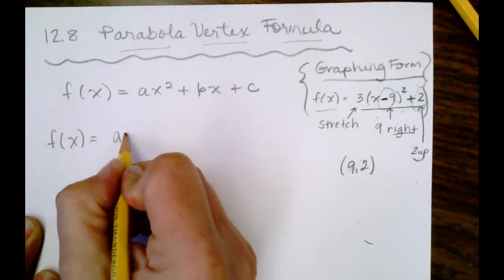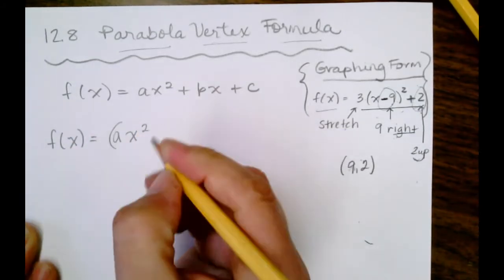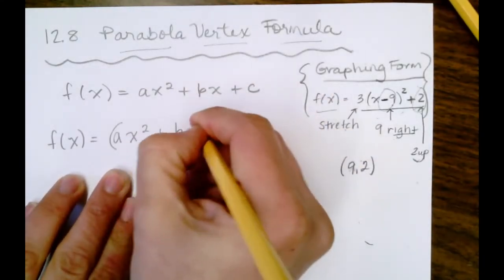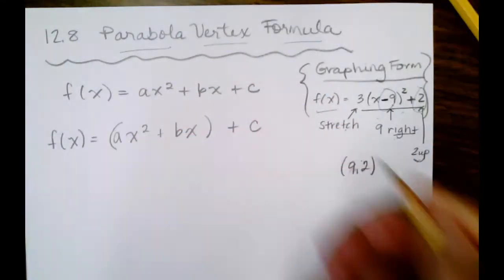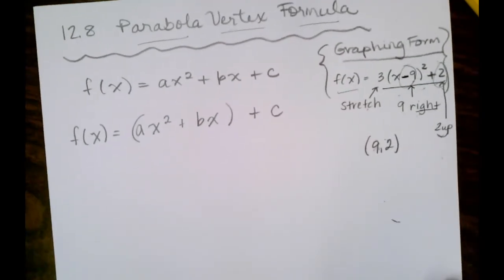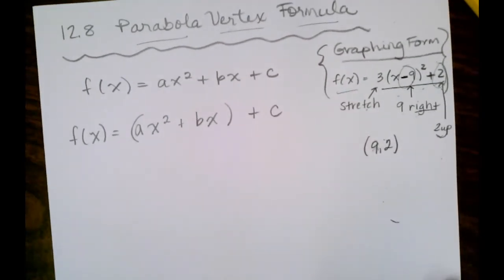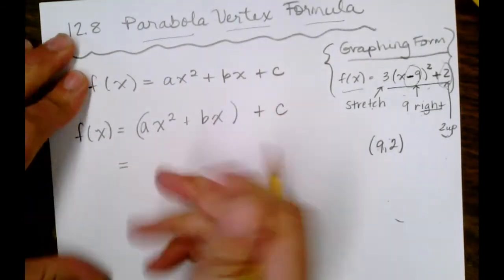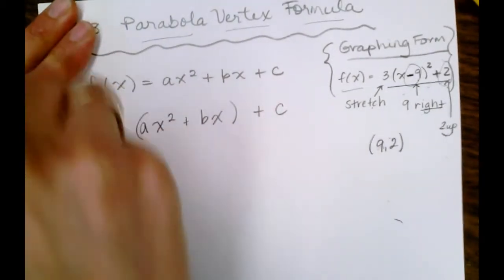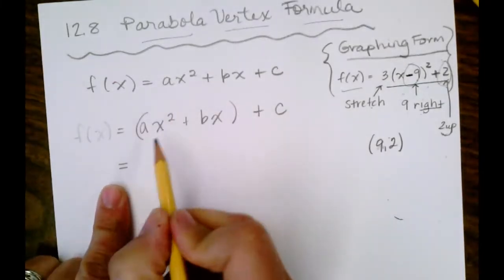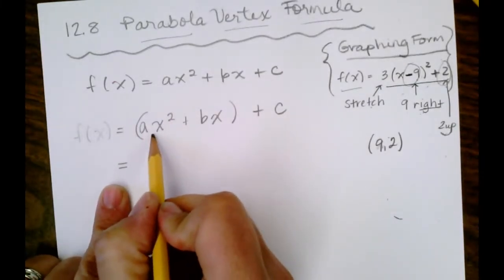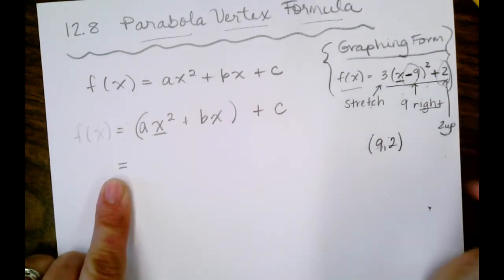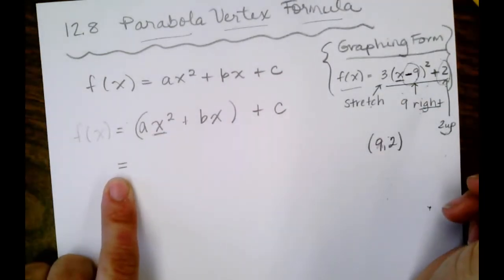is to separate. We're going to take this ax squared plus bx, and we're going to separate it from the constant. So we just have our x terms in there, our x squared and our x terms in there. Now, I'm going to stop writing f of x there, because I don't need to. Now, I'm going to factor an a out of here, because I just want an x here. I don't want a number being multiplied by my x.